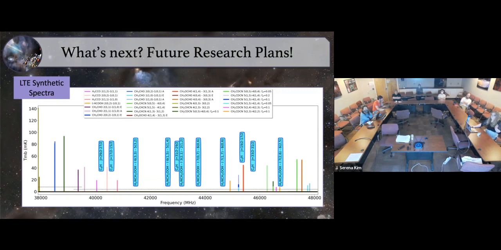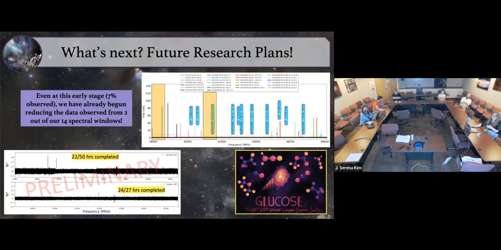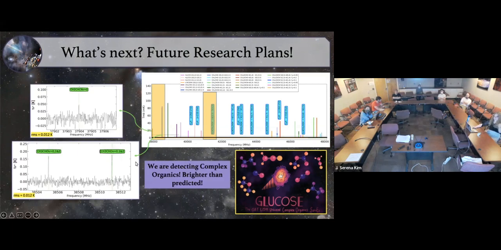So even though this has just basically started in March or something like that, we already have 7% observed, so 2 subbands along this frequency spectrum, and we have some preliminary data already, which is very exciting. And if you zoom in, we are detecting complex organics, so it's exciting. This is acetaldehyde and vinyl cyanide that we see here. So stay tuned for more on the complex organic side.